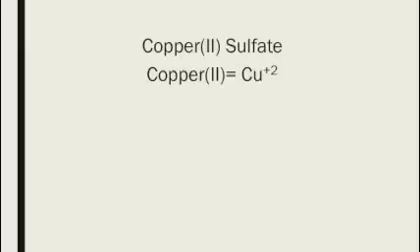We will show an example of translating a name with Roman numerals into a formula. In copper 2 sulfate, the Roman numeral indicates that the charge of copper is 2. The symbol for copper is Cu. When you look up sulfate on your ion sheet, you will see the symbol is SO4 with a charge of negative 2. Since the charges of the two balance to 0, the formula is CuSO4.